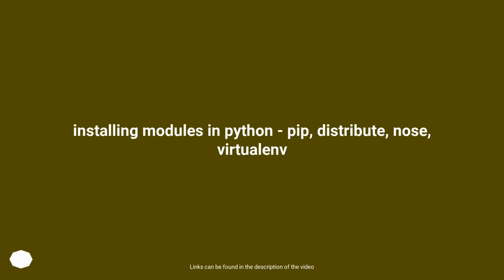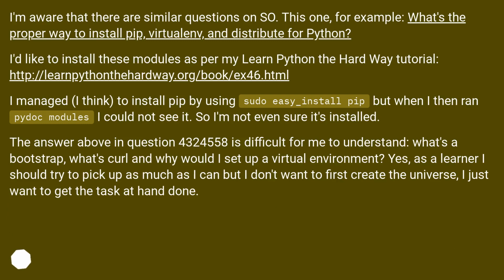Installing modules in Python: pip, distribute, nose, virtualenv. I'm aware that there are similar questions on SO. This one, for example: what's the proper way to install pip, virtualenv, and distribute for Python? I'd like to install these modules as per my Learn Python the Hard Way tutorial, this URL.